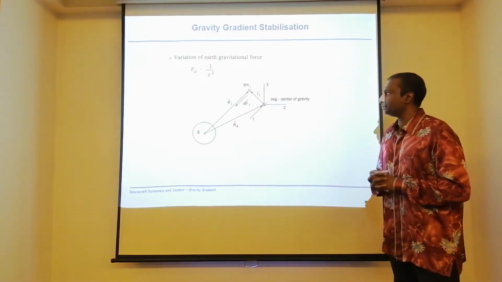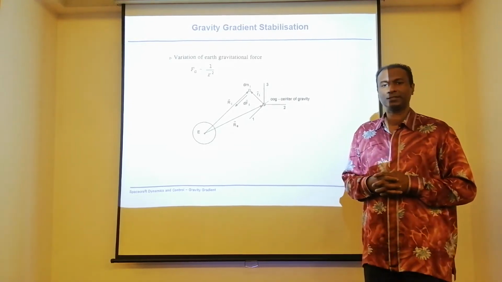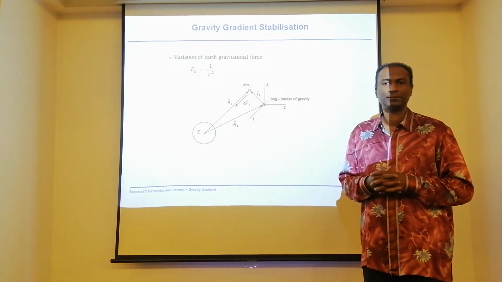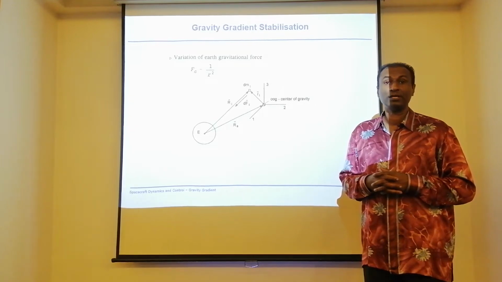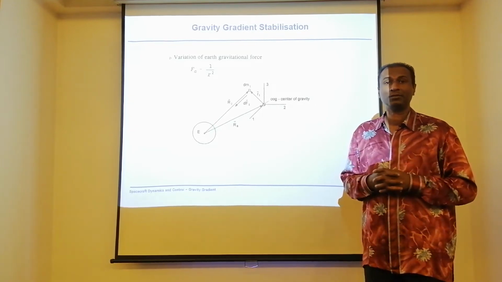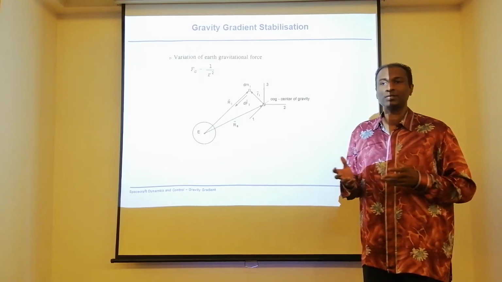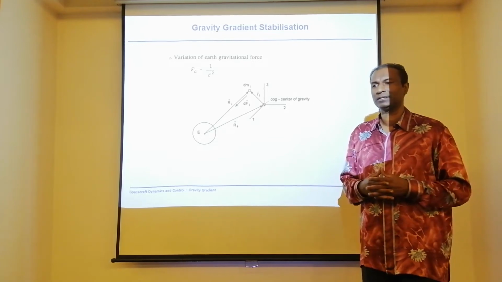Now, when I say gravity gradient stabilization, we know for a fact that we are bound by gravity, our gravitational field. Therefore, it is actually pulling us towards planet Earth. But don't forget, when we use this cleverly, we can also do stabilization in a way. So let's see how we can do this stabilization.